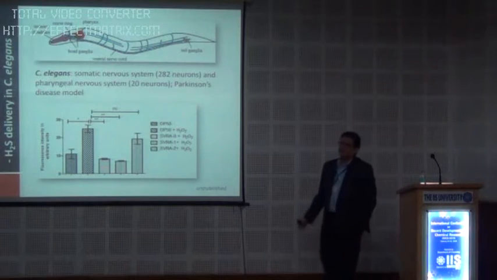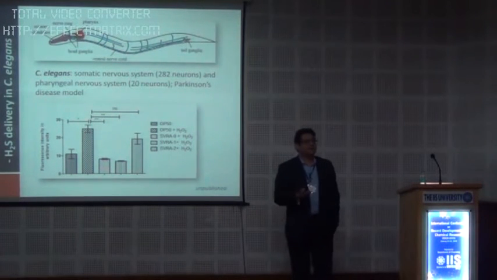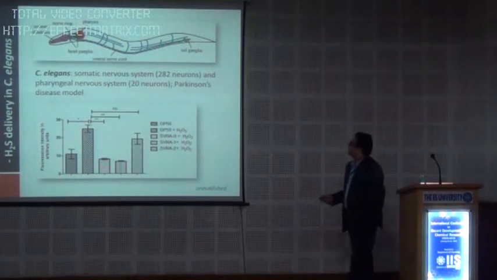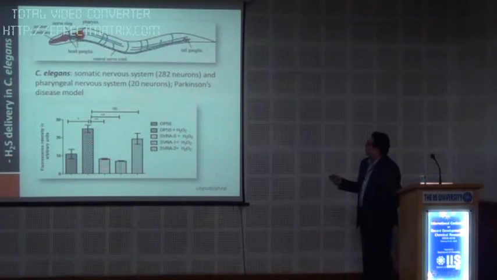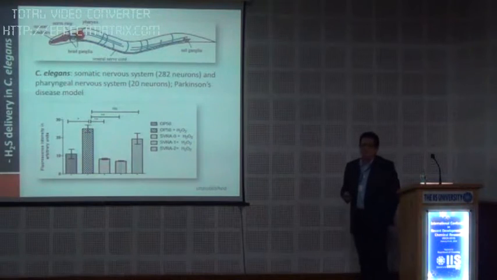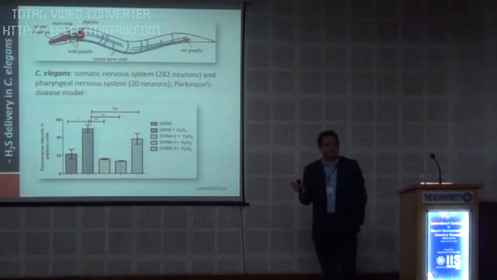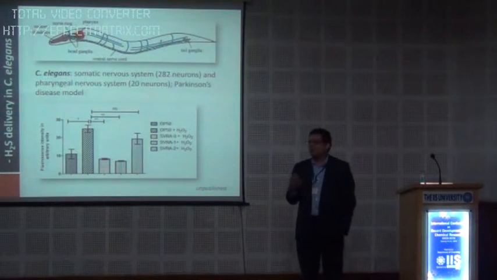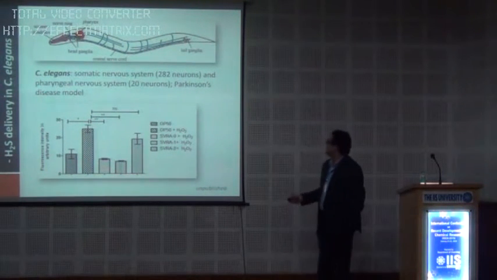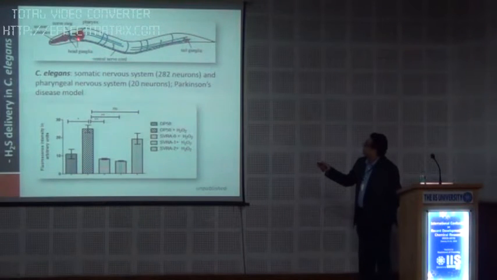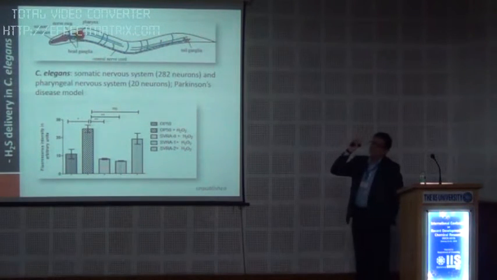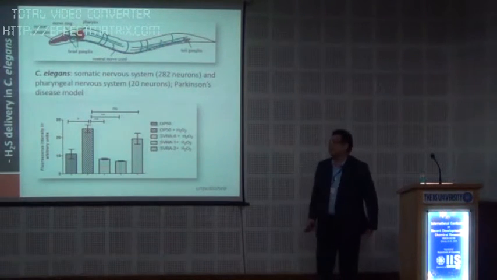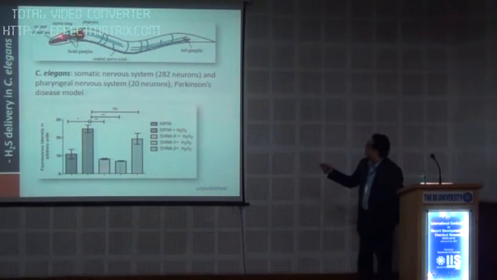We are also taking our molecule inside a live model, C. elegans, and we have access to this beautiful nematode which has only 300 neurons in its brain. Compared to us, we have about a billion neurons, right? So it is much easier for us to find out what our molecule does inside an organism if we use such in vivo models.